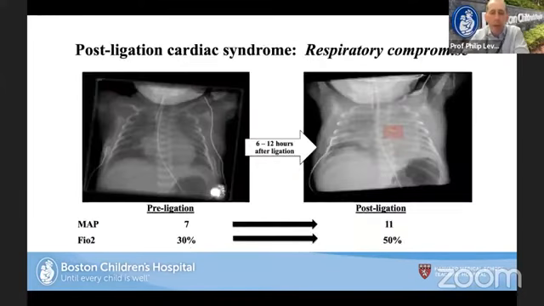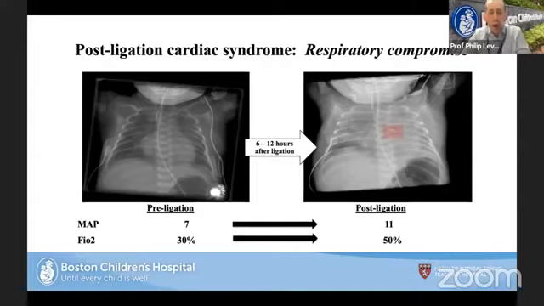So when we talk about the PDA, we talk about an entity called post-ligation syndrome, where before the baby was ligated, their X-ray looked clear. But 6 to 12 hours later, the heart has failed. It can't tolerate the decrease in preload, and it can't tolerate the increase in afterload. So the blood doesn't leave the left heart. It actually backs up into the left atrium. It backs up into the pulmonary venous circulation and backs up into the lungs.